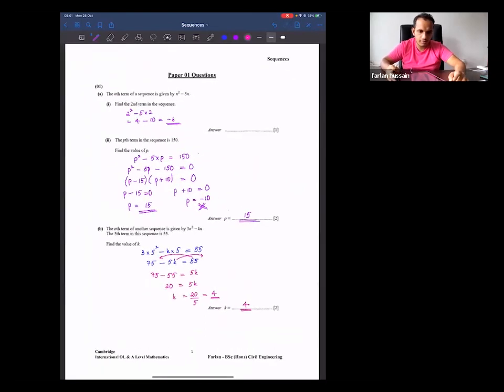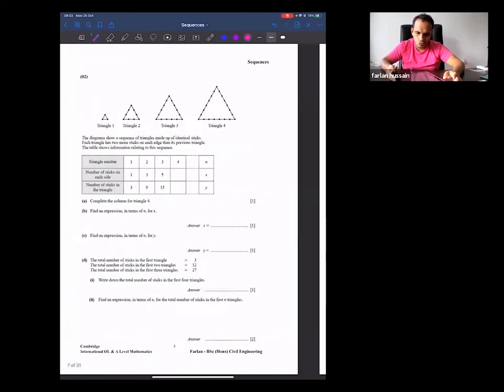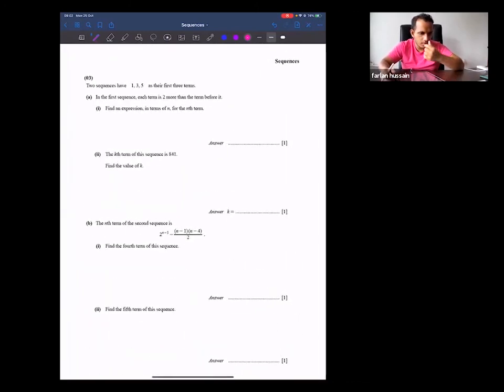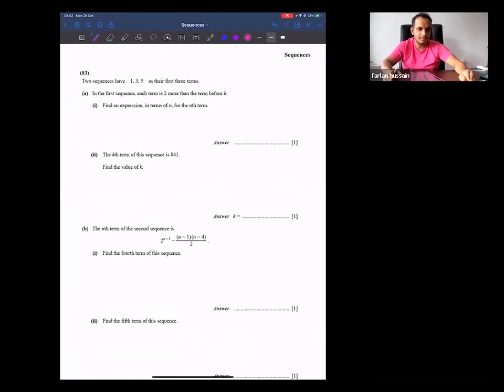Let's check another question. I'll take this one. Two sequences have 1, 3, 5 as their first three terms. There are two sequences they are telling. We don't know what those are, but they are telling us that both sequences have the first three terms as 1, 3, 5. In the first sequence, each term is 2 more than the term before that. Okay, that means it's an arithmetic sequence. If a particular term is exactly a particular number more than the previous term, that means it's an arithmetic sequence. So find an expression in terms of n for the nth term.